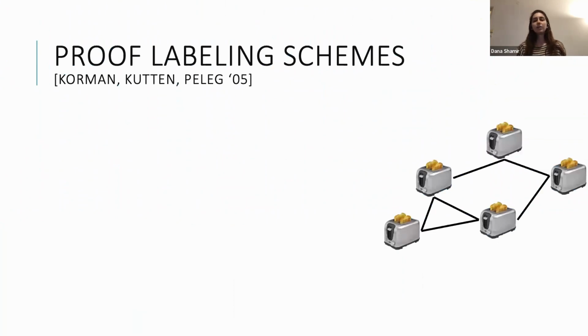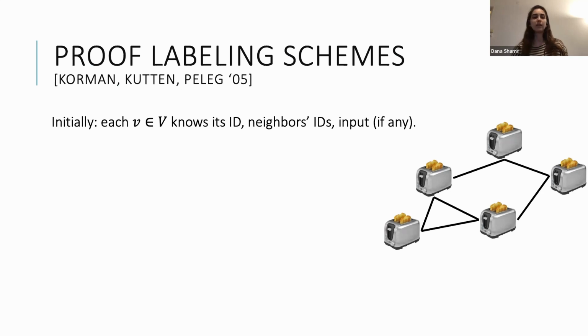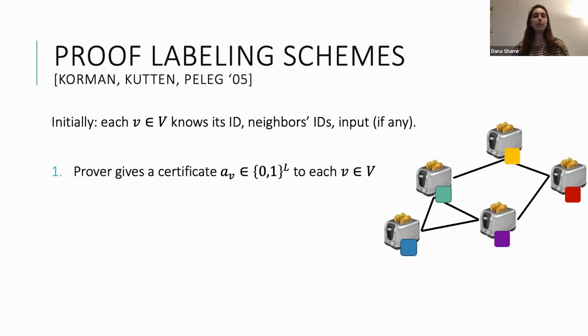So a little introduction about proof labeling schemes. The idea is that we have a graph and we want to verify some predicate on the graph. We want the nodes to be able to verify the predicate using the help of an external prover that can view the entire graph. But the prover is also untrusted. So the way it works is that each node initially knows its ID, the IDs of its neighbors, and it might also have some input.